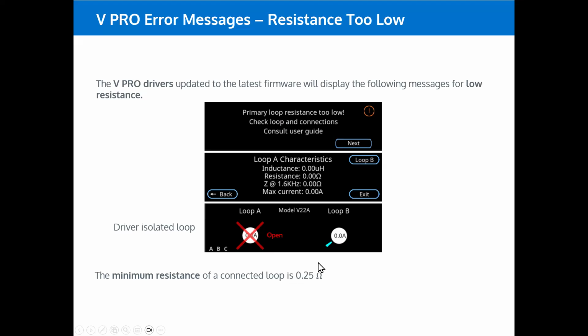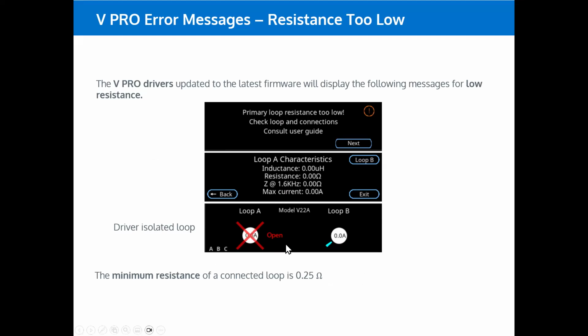If it's less than a quarter of an ohm, the driver will knock it back and say, "No, I can't drive." Message coming up. Also, as a safety mechanism, when it detects this, it will disable this particular output. So the driver can still continue to be used, but it will actually disconnect that loop.